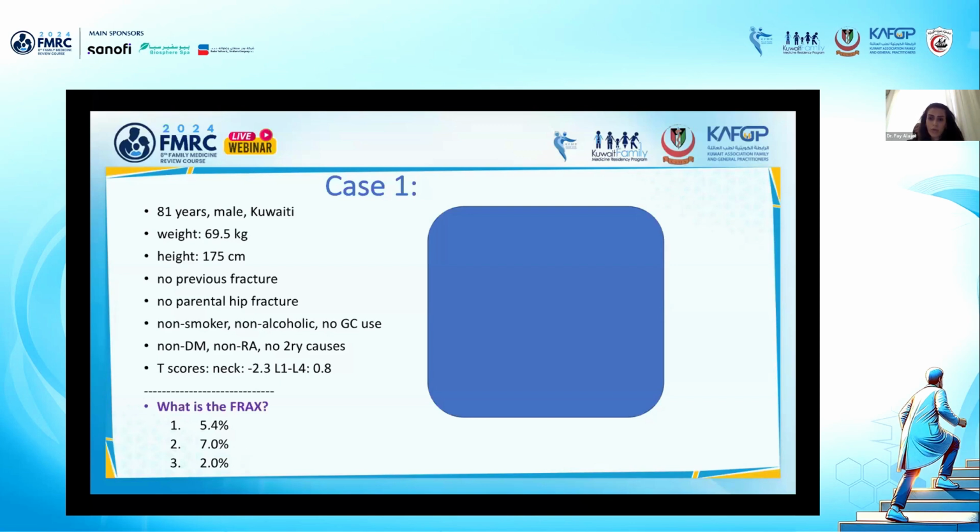Let's put a poll now, and I want you to calculate the patient's FRAX. Make sure for question number 12, you choose the T-score, then the drop-down menu.